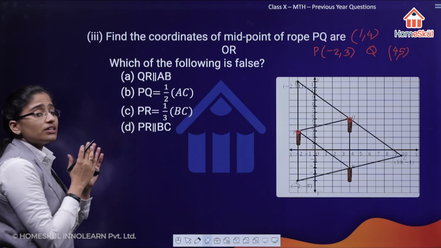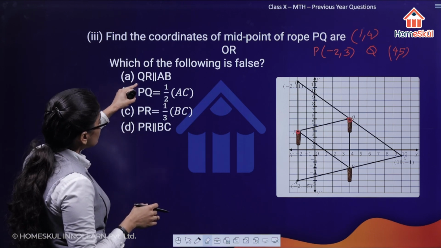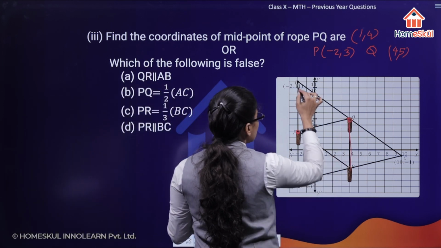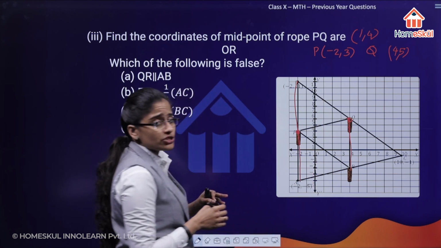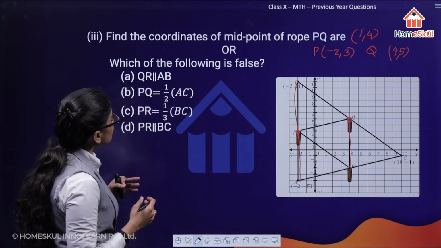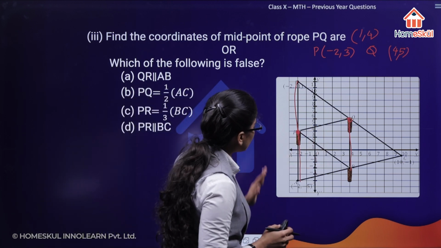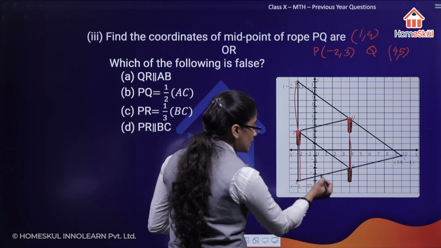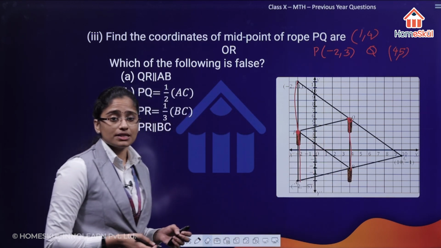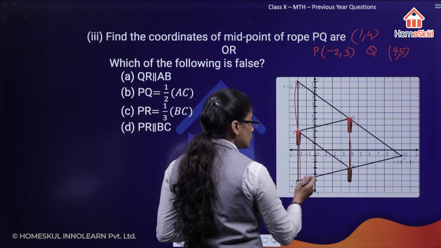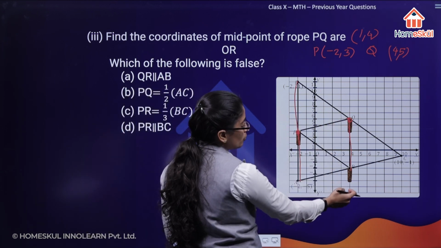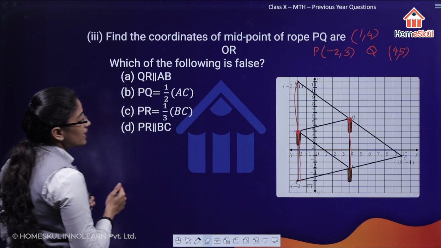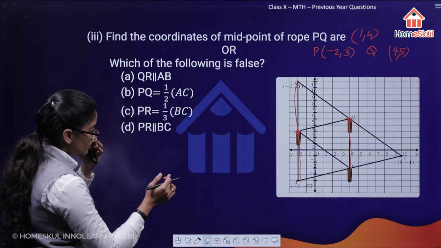Now, to the choice question. We need to find which of the following is false. First thing, we need to check whether QR is parallel to AB. How will we check whether QR is parallel to AB? For that, it is enough to check whether the distance between AR and PQ remains the same. If the distance between PQ and AR remains the same, this QR is parallel to AP or AB. So, let's find the distance between PQ and the distance between AR.